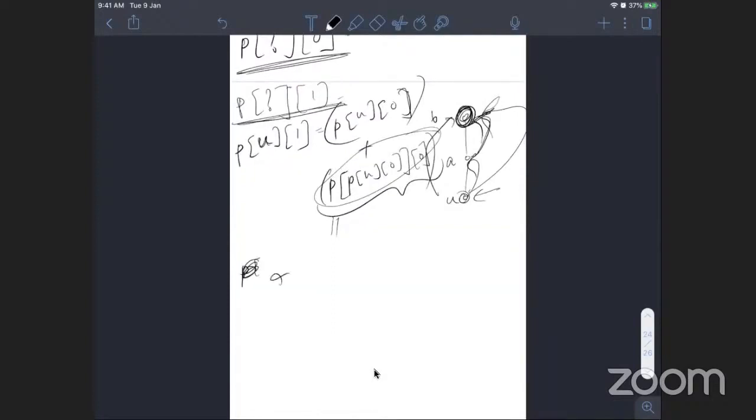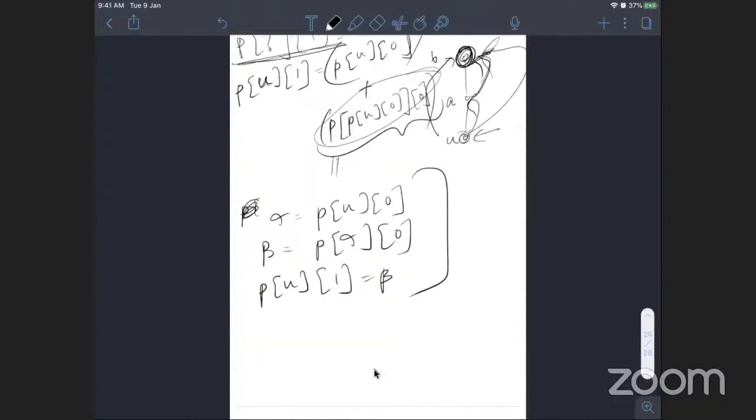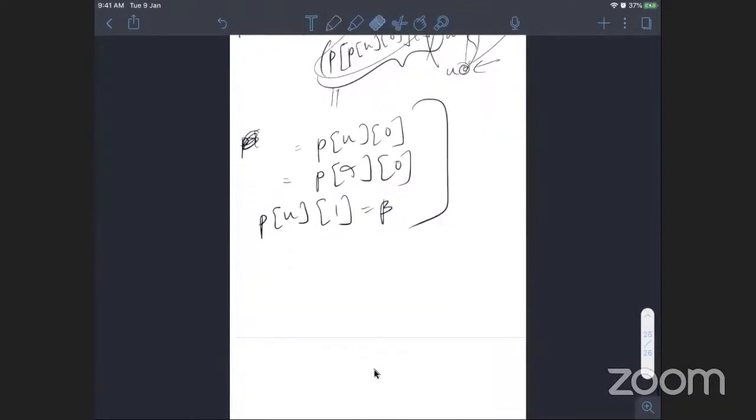So I'll write it more verbosely. Calculate alpha as P[U][0]. Then calculate beta as P[alpha][0]. Then P[U][1] is equal to beta. Just try to understand these three lines slowly. Okay, I won't use alpha or beta also, I'll use just simple variables. X, Y. So X is basically my first parent. Y is his first parent, X's first parent, right? So I am U. My first parent is X. His first parent is Y. So I ask my parent, who's my first parent? He's X. He'll ask his first parent, who's Y, and then I'll say, okay, my second parent is Y.